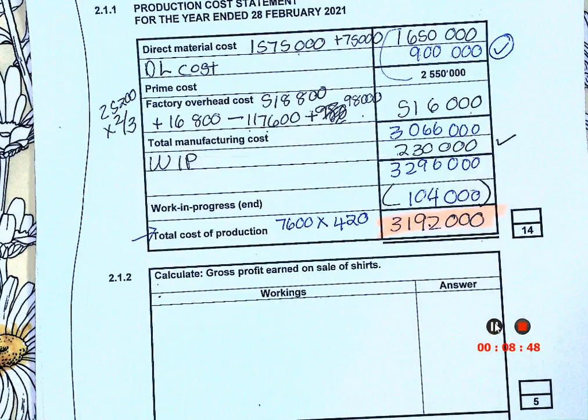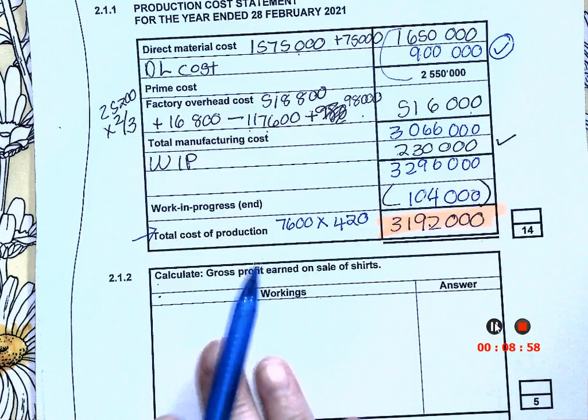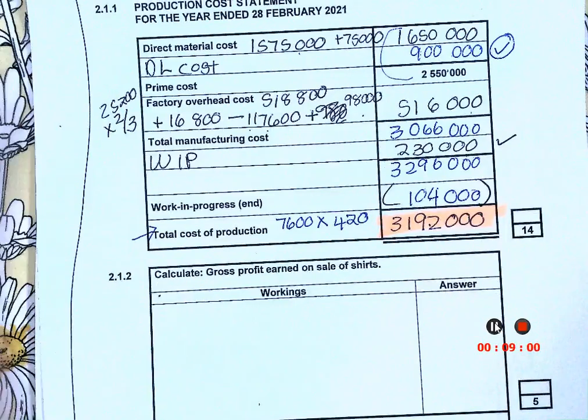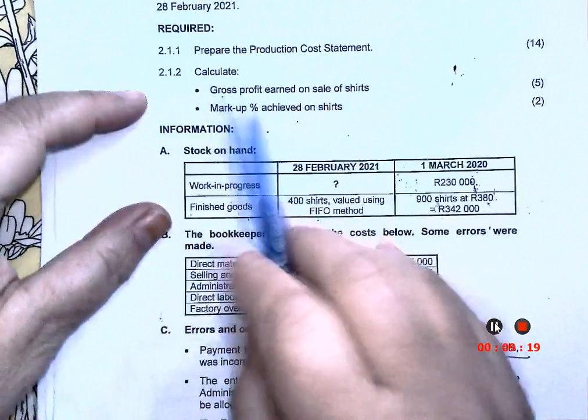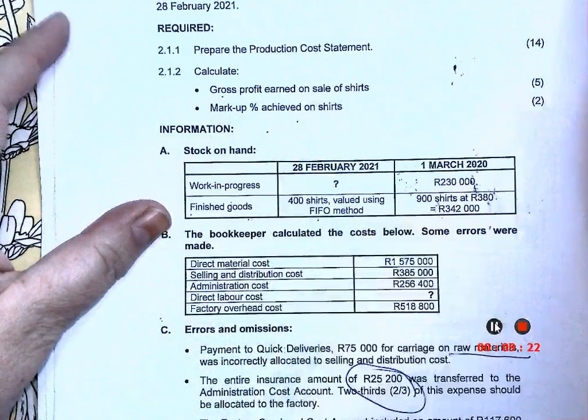So here we go. 212. Please, I constantly do this. Don't do it. Don't read your question on the answer book. Go to your question paper and read your question there, because it might be that they give you extra info. And if the question paper and the answer sheet is different, you always follow the question paper, not the answer sheet. So, calculate the gross profit earned on sale of shirts.